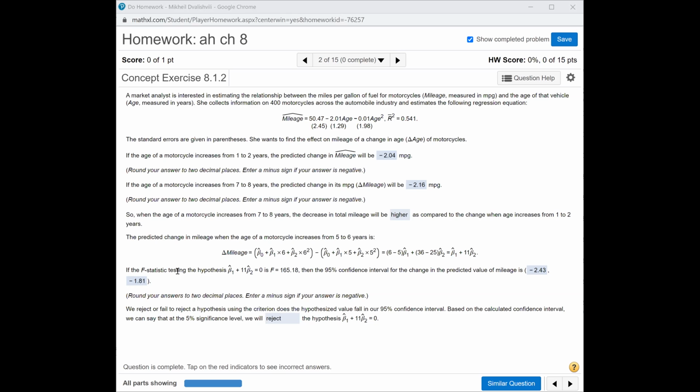So they have the F statistic for testing the hypothesis, that's the hypothesis, right? It equals 165.18, then the 95% confidence interval for the change in the predicted value of mileage. Where is the mileage? That's the mileage, right? So that's the dependent variable.